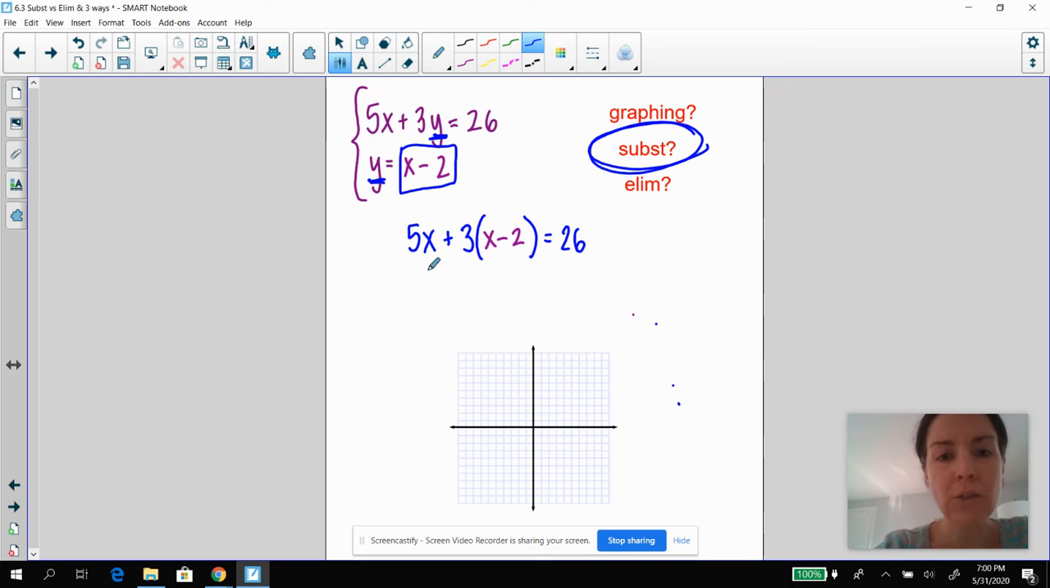All right, so if I do this out, I get 5x plus 3x minus 6 equals 26. So I get 8x equals, and I'm going to add 6 to both sides, equals 32.